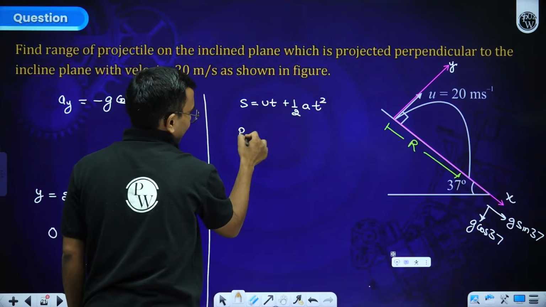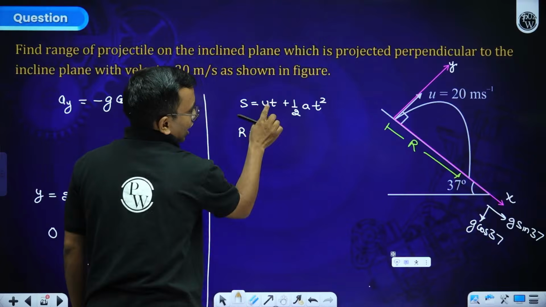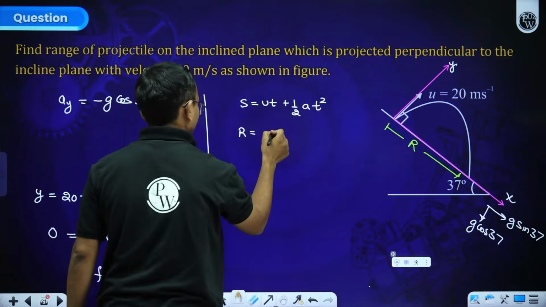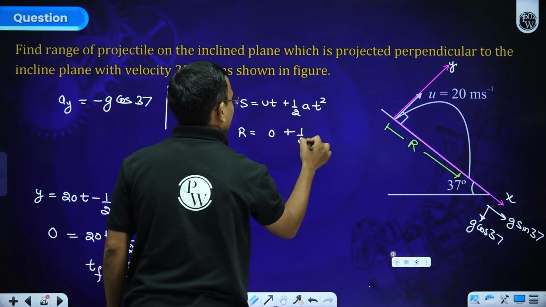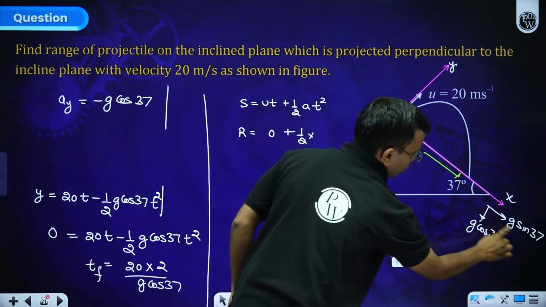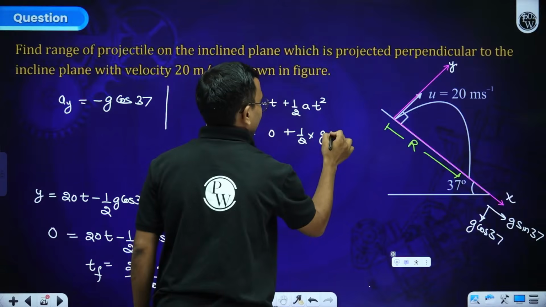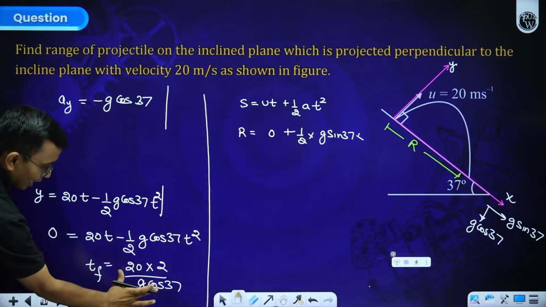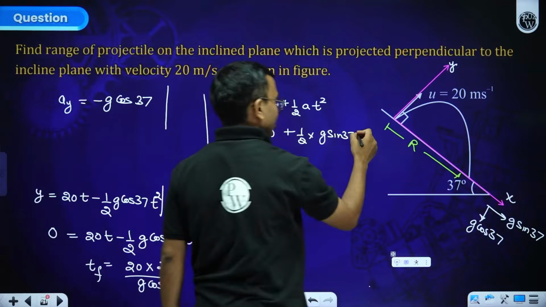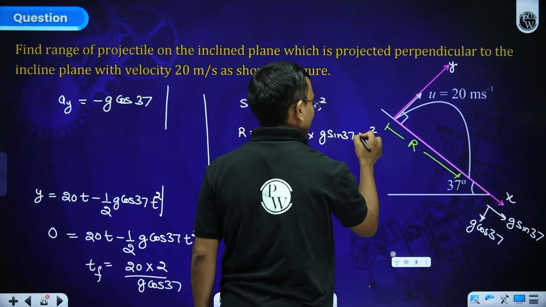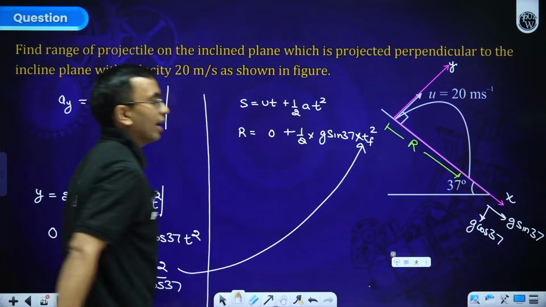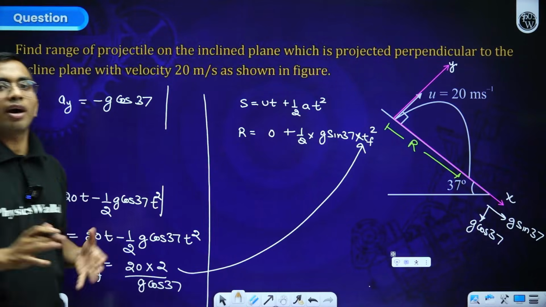You can write that r = initial velocity along the x-axis, 0 because it is projected vertically, plus half acceleration along the x-axis, which is g sin 37, into time of flight squared. Time of flight is this. Put it here. Put this time of flight into this equation and you will get the value of r.